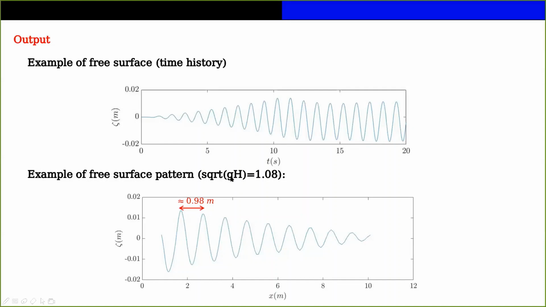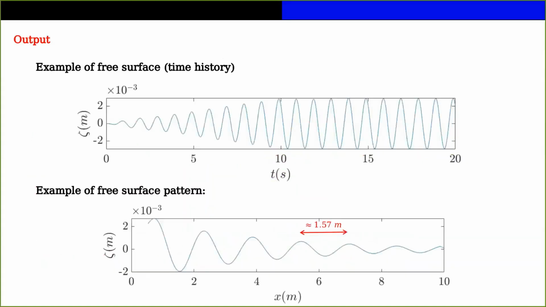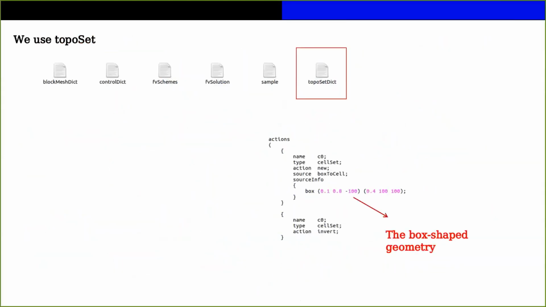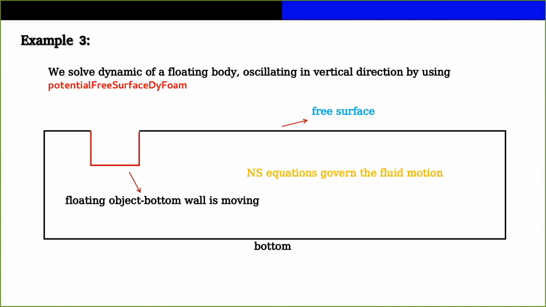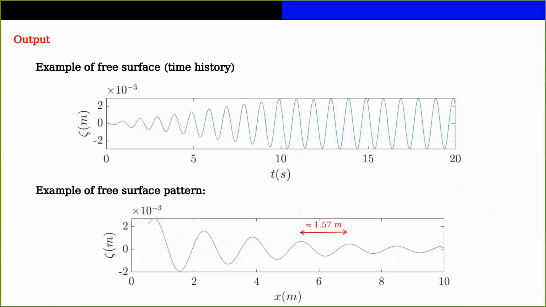And what the dispersion relationship of the shallow water condition gives you is something like a wavelength of 1 meter.